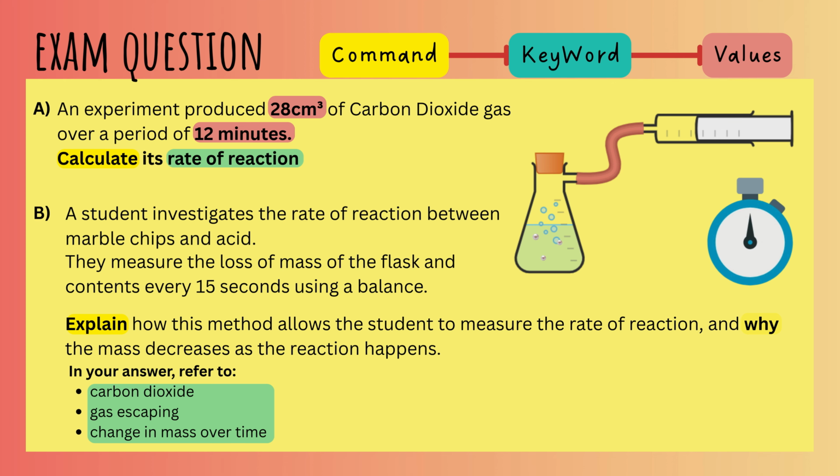Question A. An experiment produces 28 centimeters cubed of carbon dioxide gas over a period of 12 minutes. Calculate its rate of reaction.